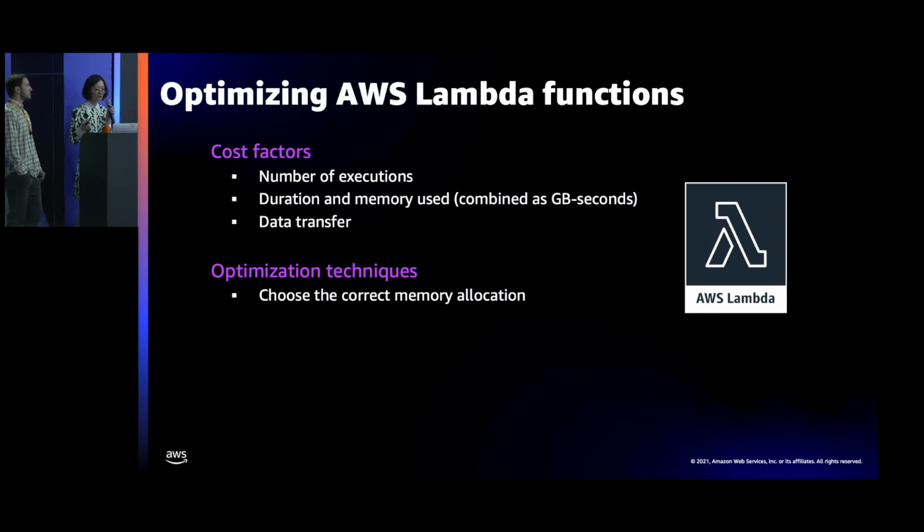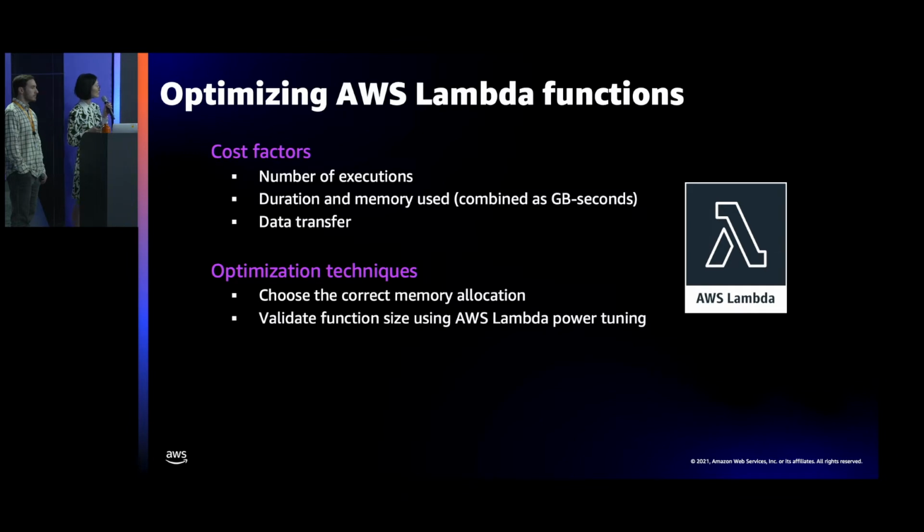We really recommend you test your Lambda functions with different memory configurations. One solution that can help you find the optimal Lambda configuration is called Lambda Power Tuning. It helps you automatically test different Lambda memory configurations, and it also generates a line chart showing the cost and performance, so you can find the optimal point of the memory configuration.